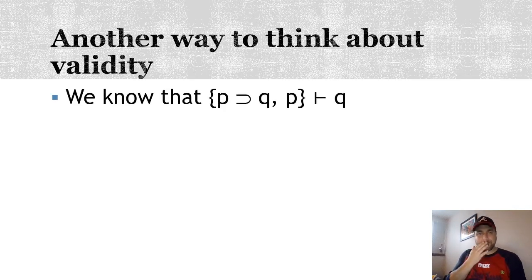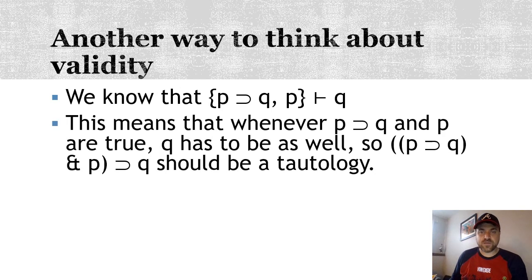Okay. And so what I wanted to talk about a little bit is another way to think about validity. For example, we know that the set if P then Q and P will entail Q. That's just modus ponens. And that means that whenever if P then Q and P are true, then Q would have to be as well. So the sentence if P then Q and P, then Q, that should be a tautology.